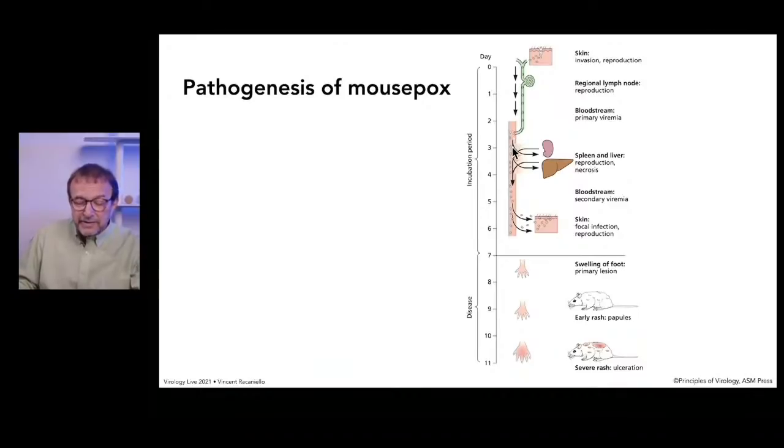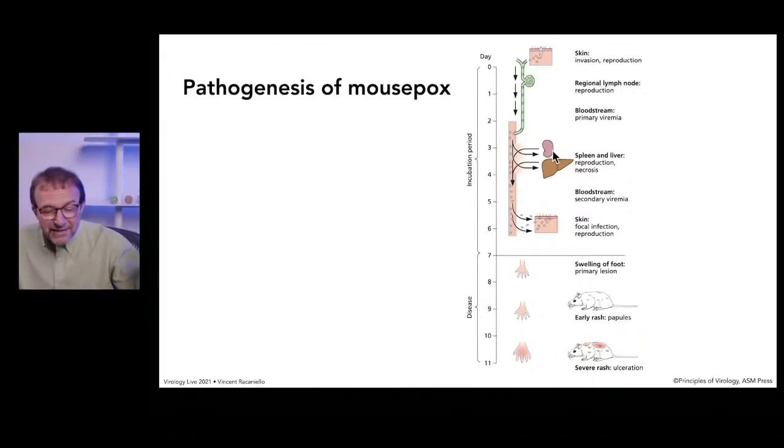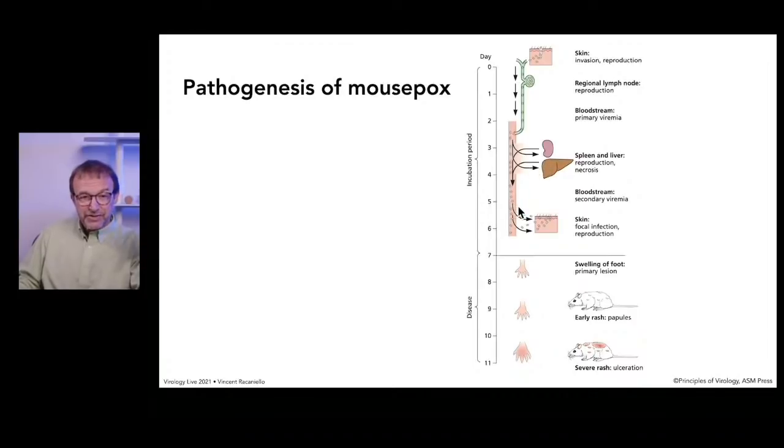The primary viremia leads to virus entering other organs, the spleen and the liver, where the virus reproduces, causes damage, and those cells release virus into the blood. That's your secondary viremia that we saw in the previous curve, and that brings virus to the skin where it causes this rash. This is a mouse version of smallpox. And so you see the spread of this virus by two different stages of viremia.